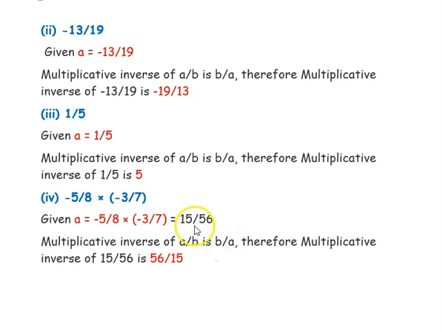Now we are taking this as A by B. So the multiplicative inverse of A by B is B by A. So if it is 15 by 56 is given, then its multiplicative inverse will be 56 divided by 15.